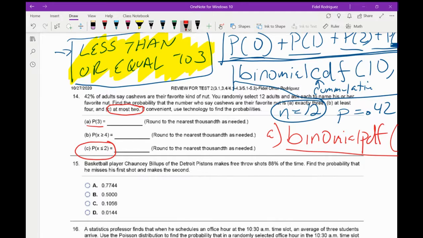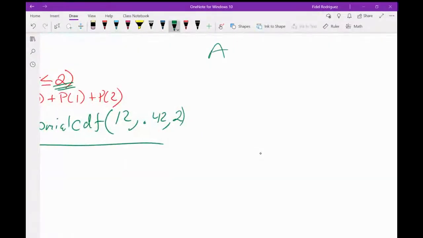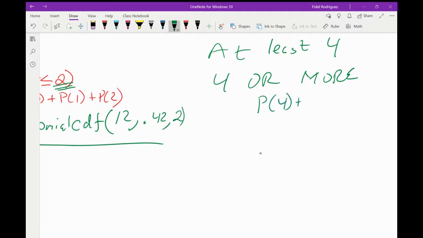Okay. And then look at part B. I'm going to erase some of this mess, guys, just because there is a lot of it here. Look at what part B says: at least 4. At least 4 means 4 or more, right? So wouldn't that be 4 and 5, and we're going to keep going all the way till we get to 12? Yeah, that's what 4 or more really means, right?